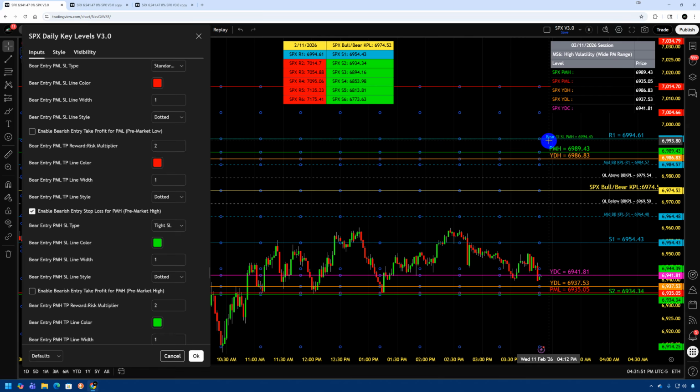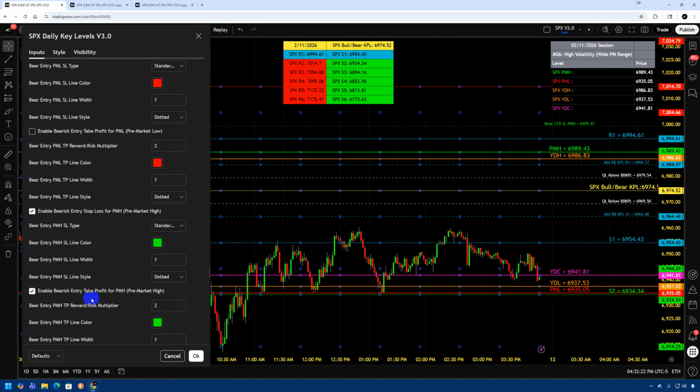For a bearish trade, TI stands for tight, SL for stop loss, PMH for the level it's on, and then there's the level price. We'll change it back to standard. So as you can see, you can change the line color if you prefer to make the line color different. You can also change the line width and the line style. So these are the defaults on that.